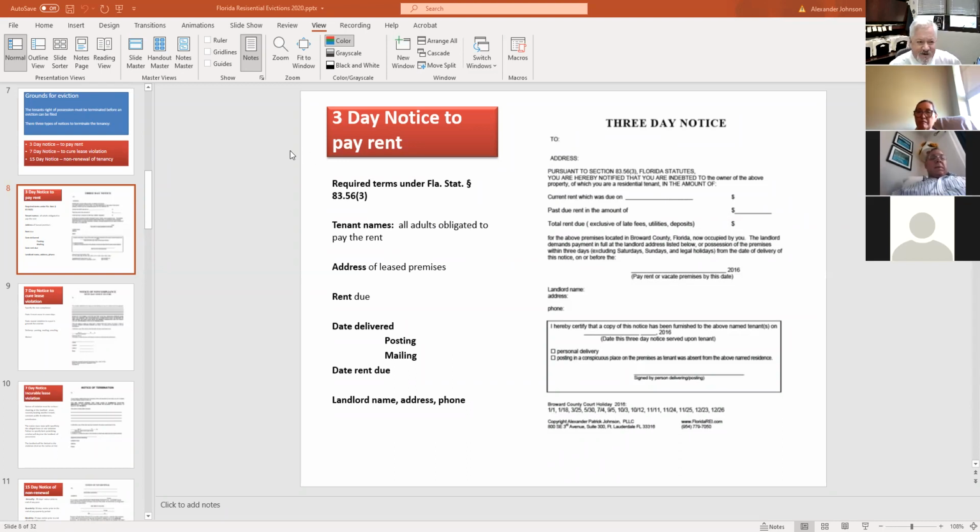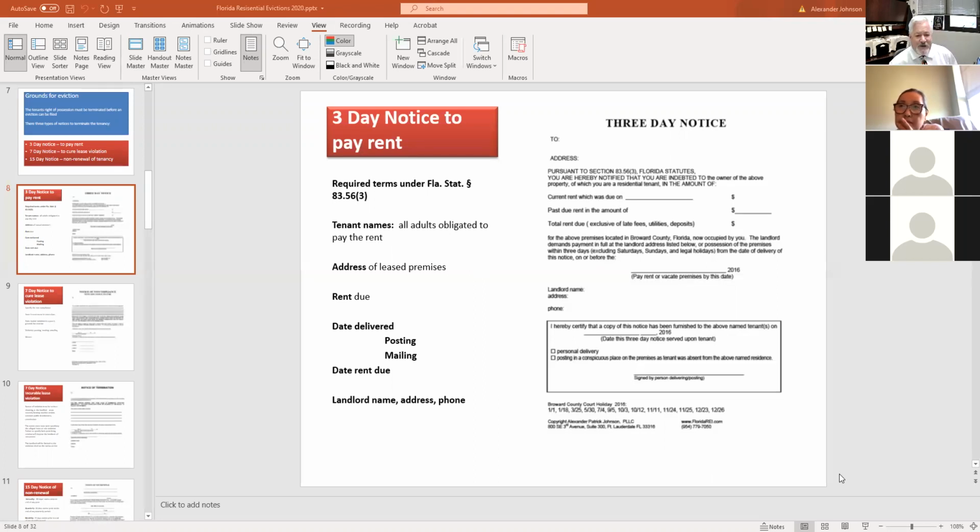So this is the 3-day notice to pay rent. When I picked this topic, we were in the one day where there was no moratorium. So I thought this would be more relevant, but days ago, the CDC reinstated the eviction moratorium. If everyone could please mute themselves, I'd appreciate that.